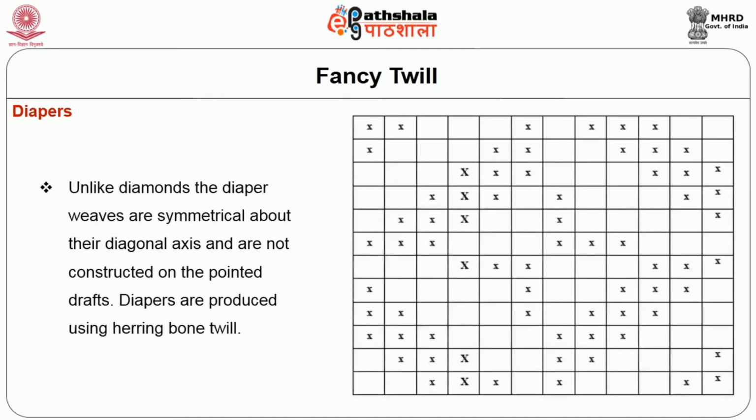Unlike diamonds, the diaper weaves are symmetrical about the diagonal axis and are not constructed on pointed drafts. Diapers are produced using herringbone twills. A well-balanced diaper weave produced using 3 up 3 down on 12 is shown in figure 1.5. The full weave repeats on 12 ends and 12 picks. Here you can see that along the diagonal line, the weaves are reciprocating.